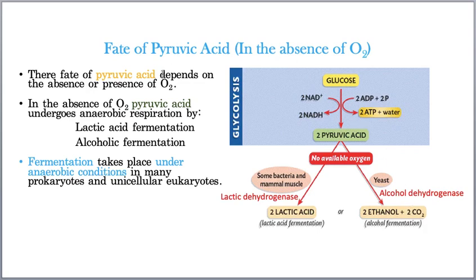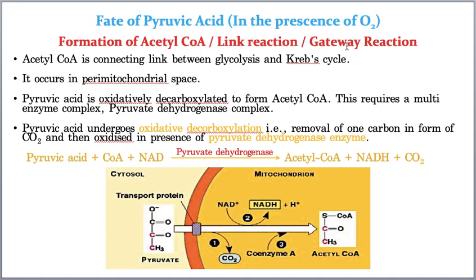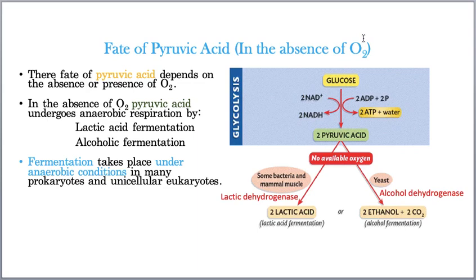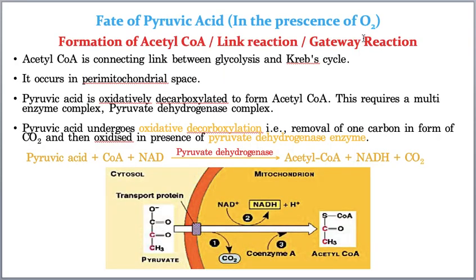Now case 1 is done. What is case 1? Fate of the pyruvic acid in the absence of oxygen. Now case number 2, fate of pyruvic acid in the presence of oxygen. Remember, two cases are there. Case 1 is in the absence of oxygen. Case 2 is in the presence of oxygen.